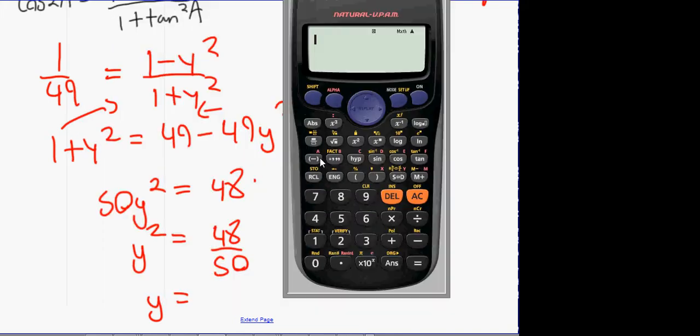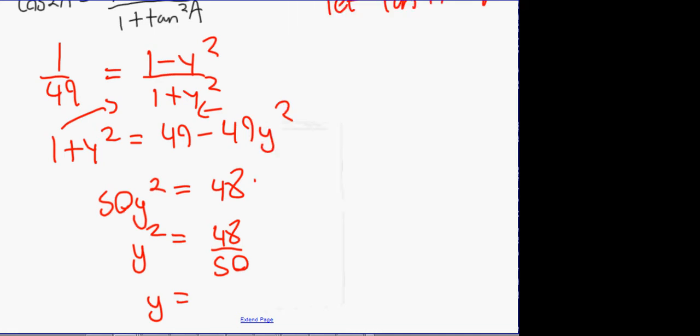Okay, sorry, I'll just have a look at this. Root 48 over 50 is 0.98, or, okay guys, 2 root 6 over 5. Okay, excuse me with that, 2 root 6 over 5. Now, 2 root 6 over 5.